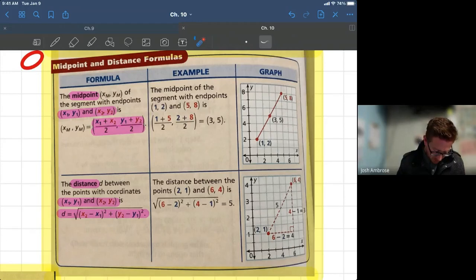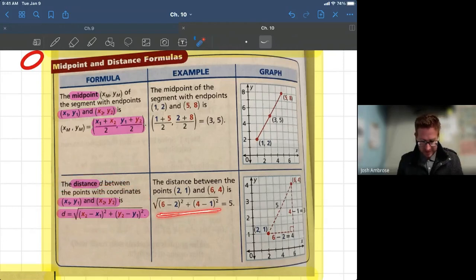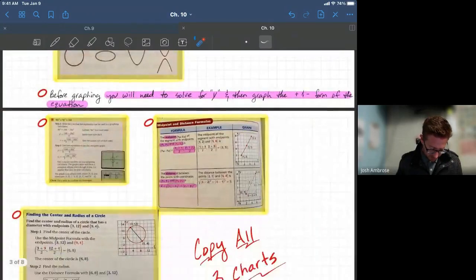Then we're going to need to get our distance formula right here, and that distance formula is going to help us to calculate the diameter. All right, so once we're looking at a midpoint, we can help calculate the center point of a circle. Once we have the distance, that's the whole diameter of the circle. And you're going to see us do an example problem where we cover that. Okay, so all that stuff needs to be copied down.